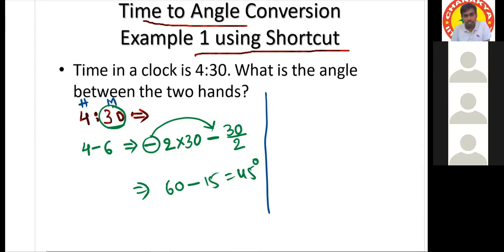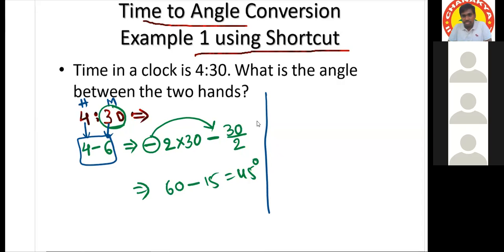Sir, why did we take 6 only? Why did we do 4 minus 6? Why can't we take some other number? This is a shortcut method. Why we do 4 minus 6 means our hand is on number 4 and the minute hand is on number 6. 30 minutes means the minute hand is on number 6 only.